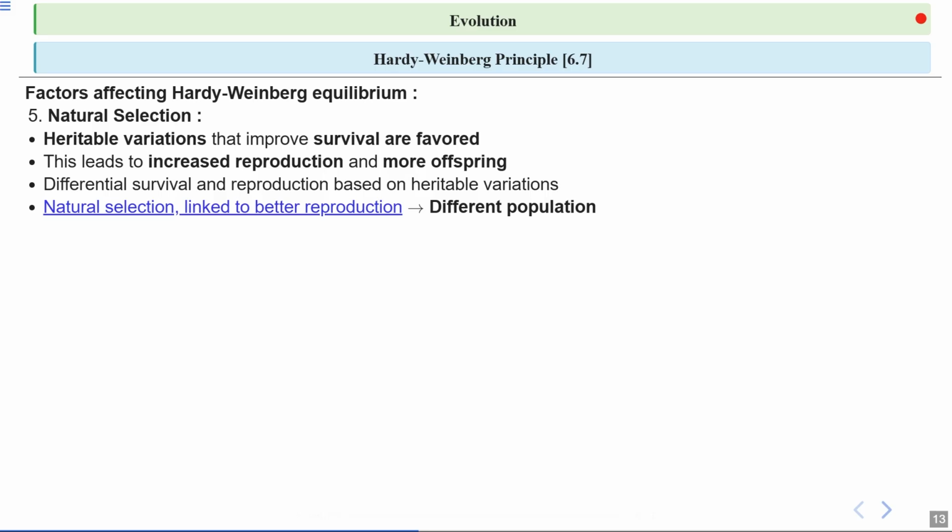These genes or alleles then become fixed in the next generation because nature keeps on selecting them. So ultimately they become fixed in the population, and the allele frequency will change in the new population, because this new population will be formed by those organisms which were selected by nature.